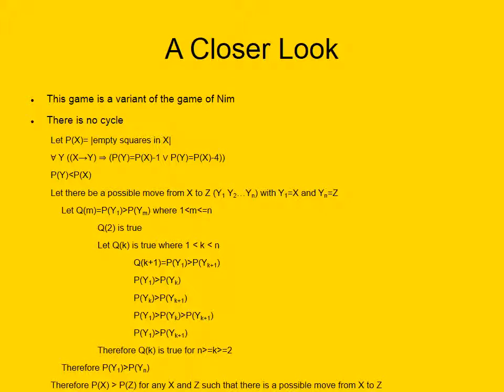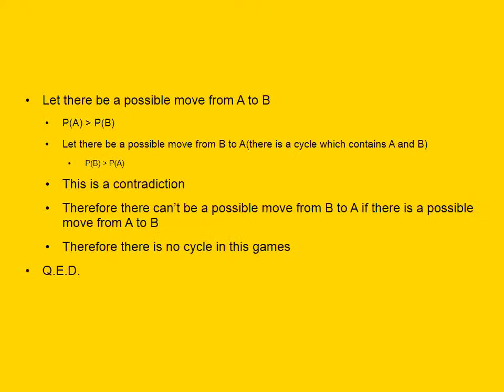Therefore, P(x) is bigger than P(z) for any x and z such that there is a possible move from x to z. Let there be a possible move from A to B. Then, P(A) is bigger than P(B) from what we have proven before. Then, let there be a possible move from B to A so that there is a cycle which contains A and B. Because there is a move from B to A, then P(B) is bigger than P(A). This is a contradiction.